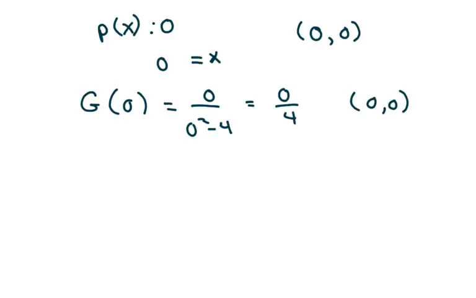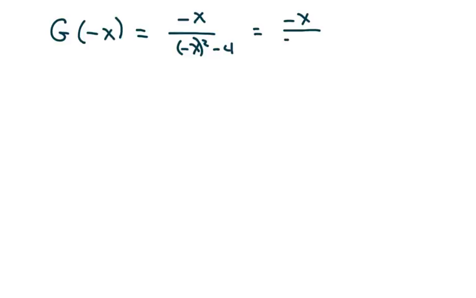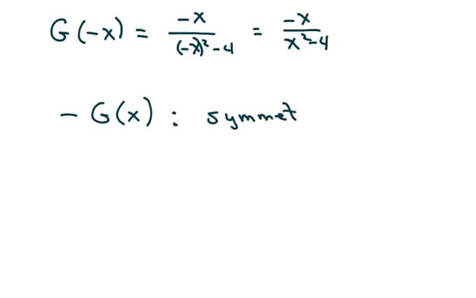Let's test for symmetry. We're going to test g of negative x. Everywhere there's x, put negative x. G of negative x equals negative x over x squared minus 4. This is negative g of x. So this is an odd function. This means it is symmetric. The graph is symmetric to the origin.